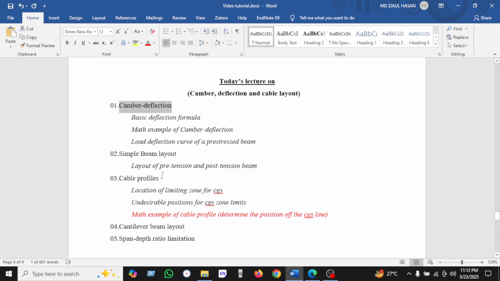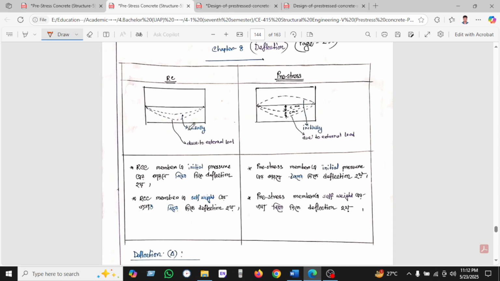The third part is cable profile, which also covers the location of the limiting zone for CGS and the undesirable position for CGS zone limits. And a math example of cable profile, which determines the position of the CGS line. Then we will see cantilever beam layout, and last, span depth ratio limitation. So let's start with camber deflection.